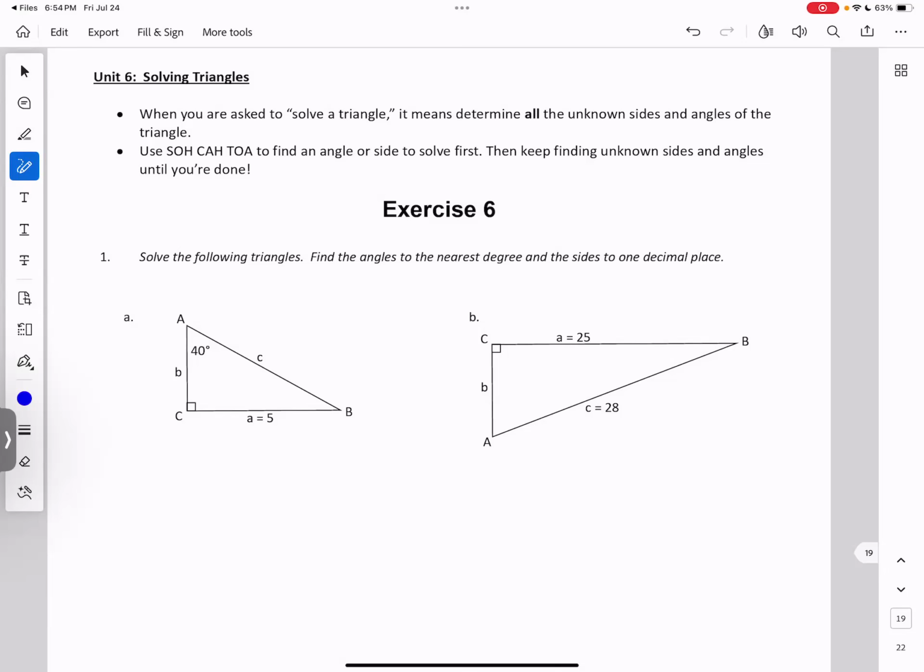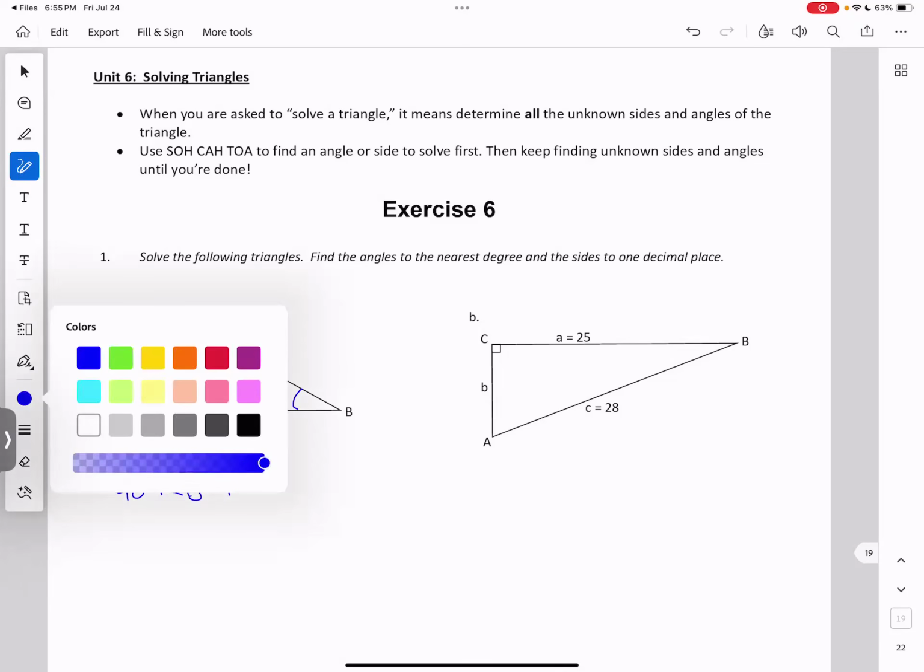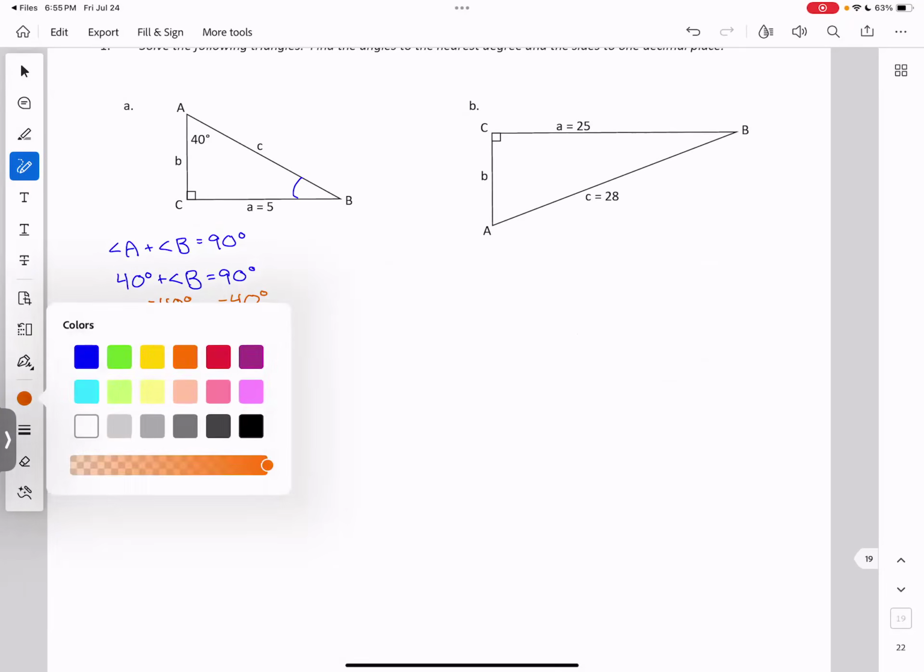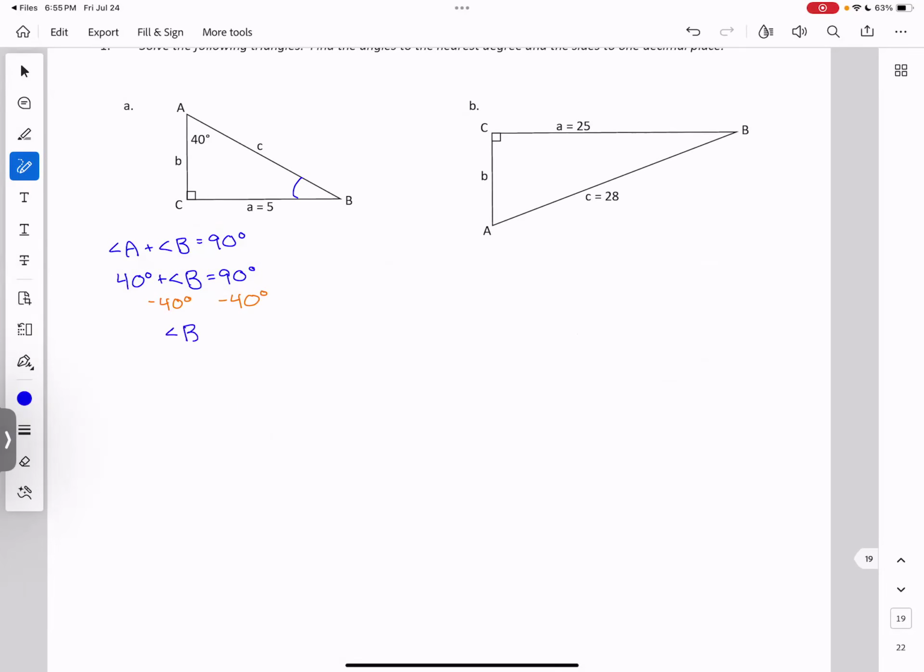So question one, we're asked to solve this triangle. We're given angle A is 40 degrees. So let's solve for angle B first of all, because we know that angle A plus angle B together must equal 90 degrees, since this is a right triangle. And angle A is 40 degrees. So if we subtract 40 from both sides, we get angle B as 50 degrees. So one thing solved. Good.